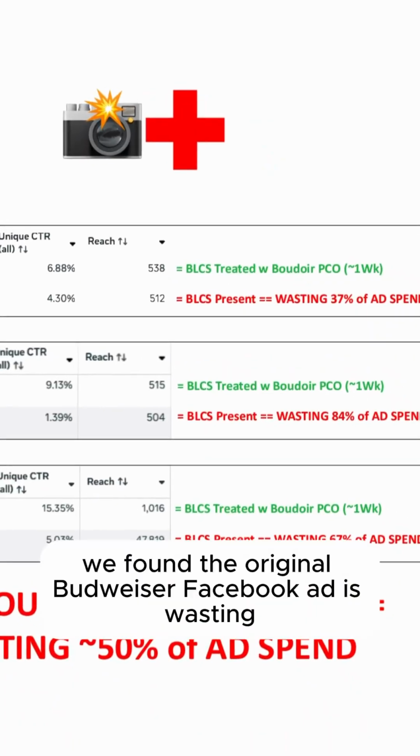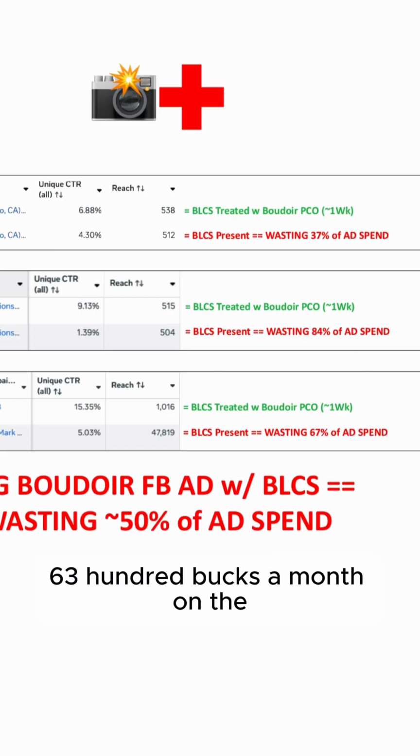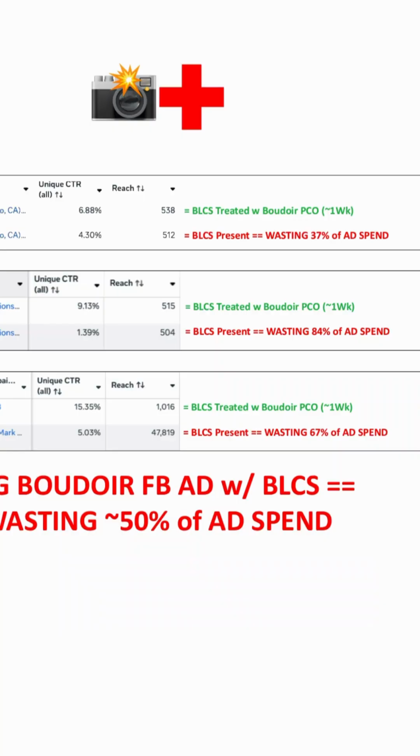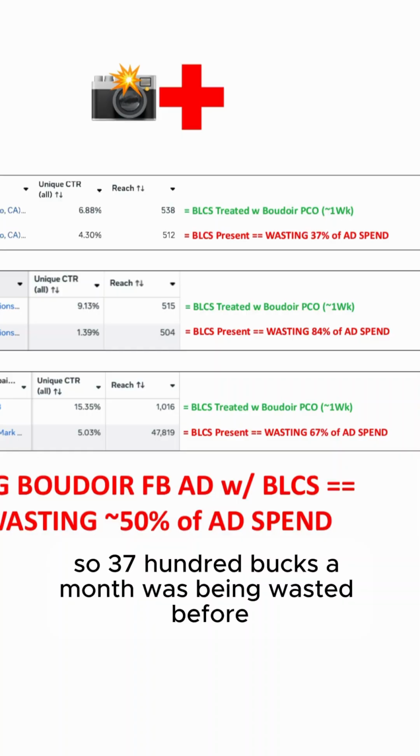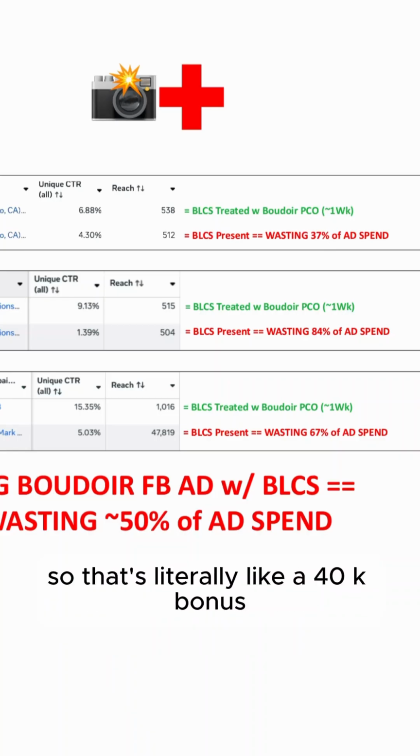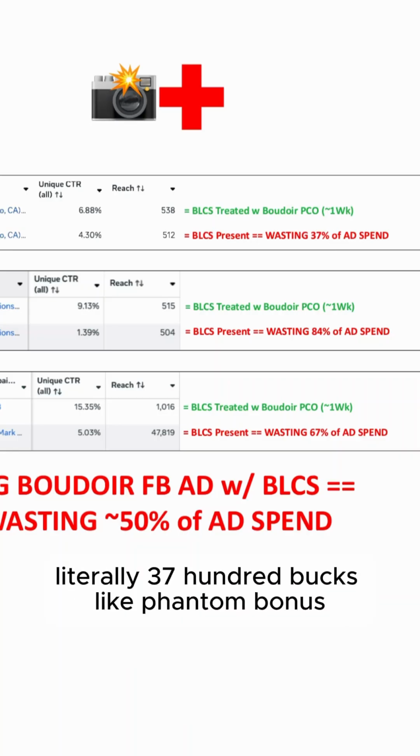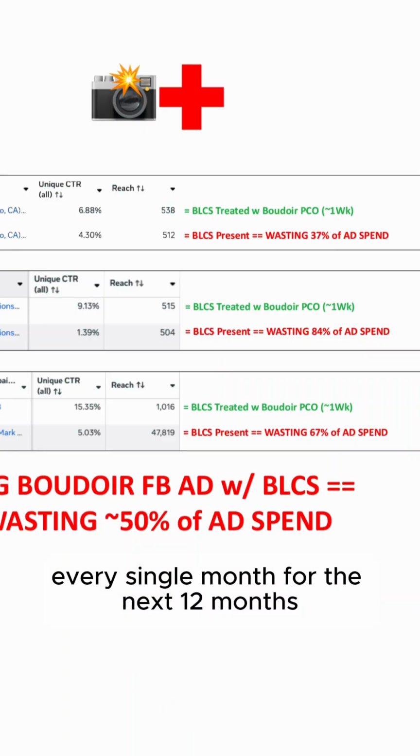So we found the original Boudoir Facebook ad is wasting 37% of ad spend, which means if the original was spending 10 grand a month, now the Boudoir photographer only needs to spend $6,300 a month on the Boudoir Pico treated ad, and they will get the same number. They're adding to the same number of women's brains each month. So $3,700 a month was being wasted before. Now we don't even spend it, the Boudoir photographer can pocket it. So that's literally like a 40K bonus over the next 12 months. Literally $3,700 like a phantom bonus every single month for the next 12 months.